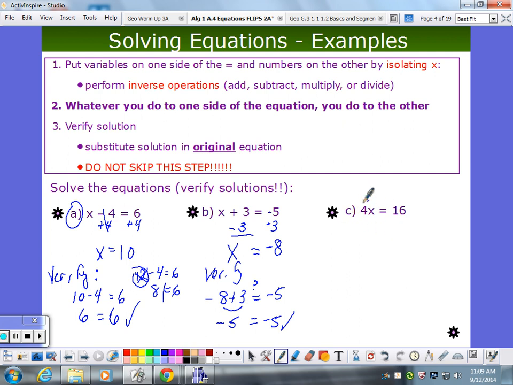What if I don't see a sign here, so what am I really doing? What's the operation? Yeah? Multiplication. So what should I do? Right? The opposite of multiplying is dividing. What should I divide by? 4. Why?